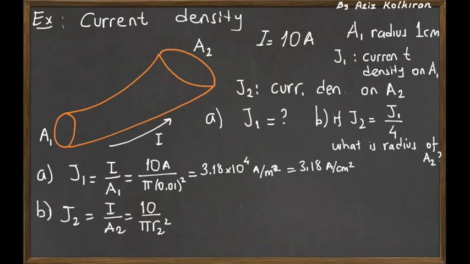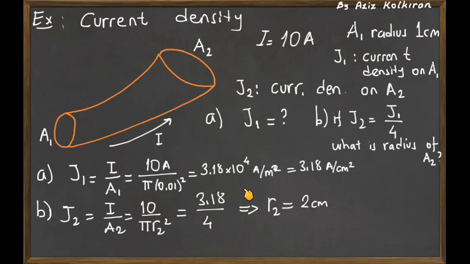Okay, so this is J1, and in the second part, you are asked to find R2, which is the radius of the second cross section area A2. You are given this relation for J2, and it is 10 divided by pi R2 squared. But you are given that this current density is just 1/4 of the current density at A1, so if you equate this value to only 1/4 of 3.18 amperes per centimeter squared, you will get an expression relating the radius of the second cross-section area, and you can easily solve for R2 using this equality. It's just simple, and if you do the calculation, you will find R2 as 2 centimeters.